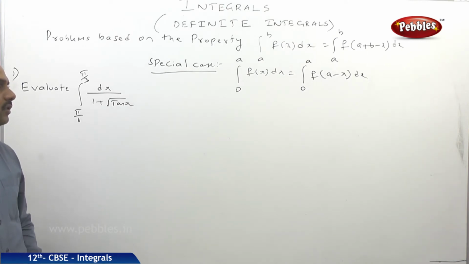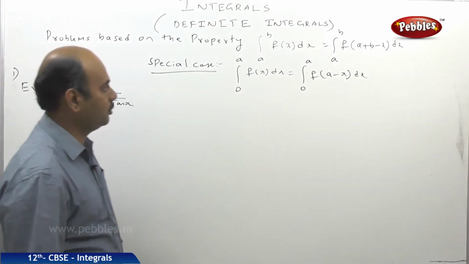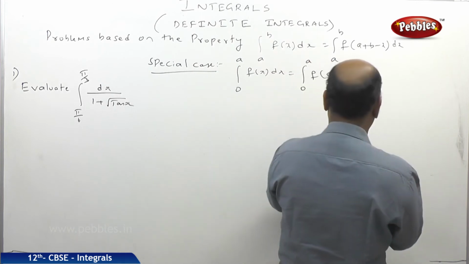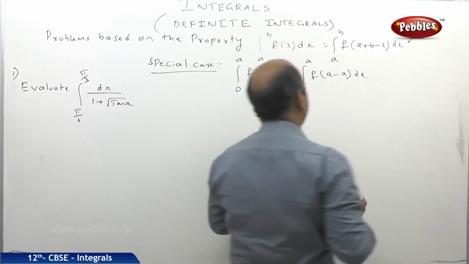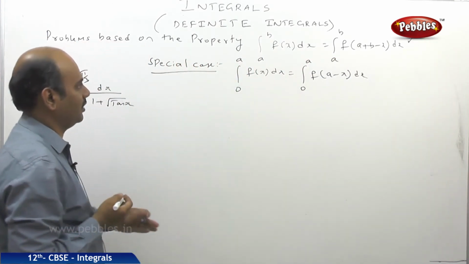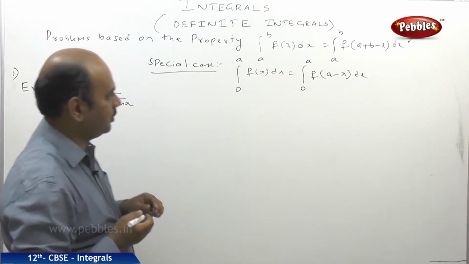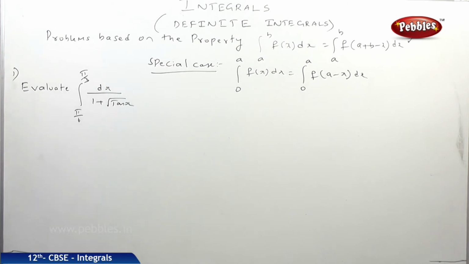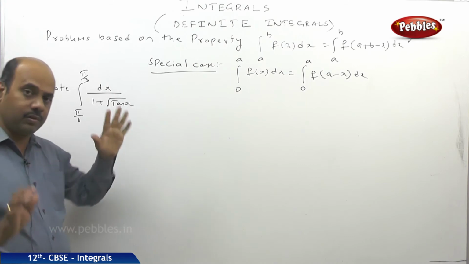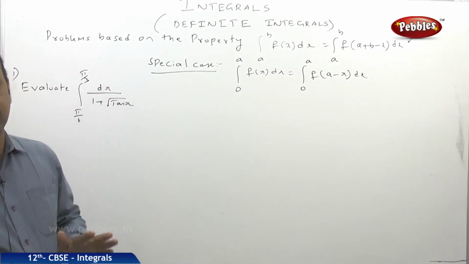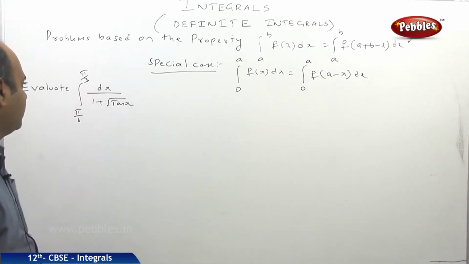First of all, we shall be seeing the problems based on the property integral a to b f of x dx is equal to integral a to b f of a plus b minus x dx, and this is a special case, beta. Integral 0 to a f of x dx is equal to integral 0 to a f of a minus x dx. I think all these properties we proved, and you should memorize them for solving the problems in an easy manner.